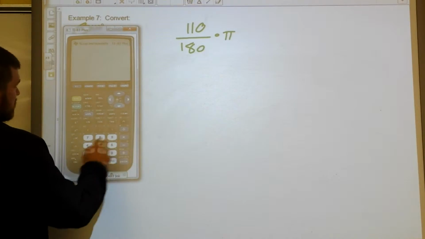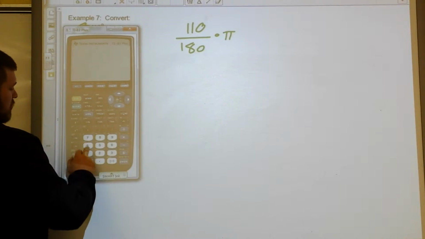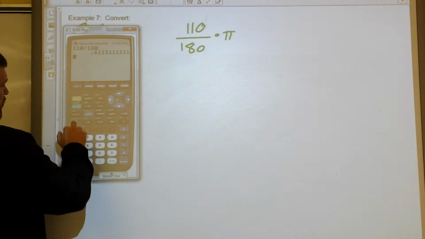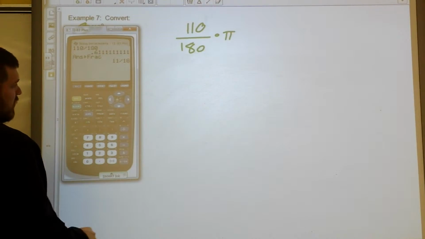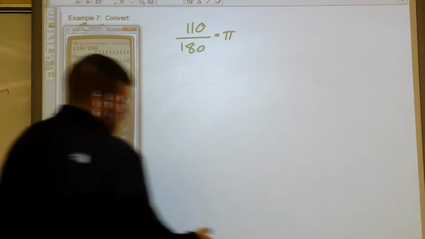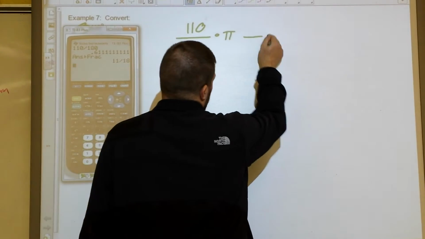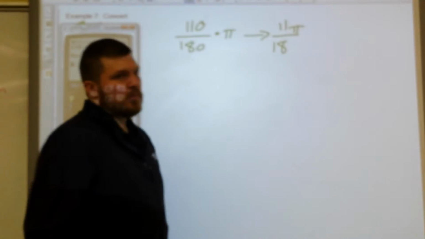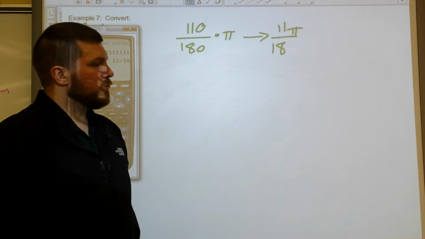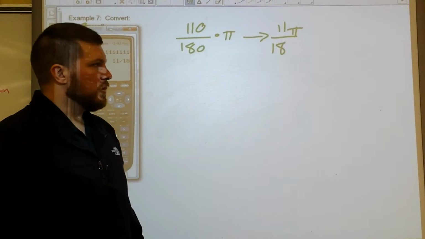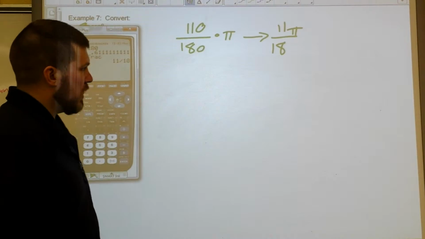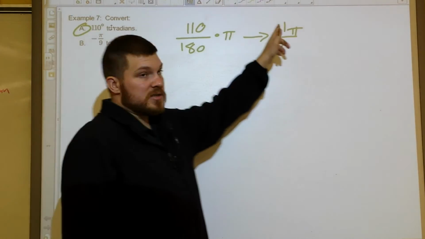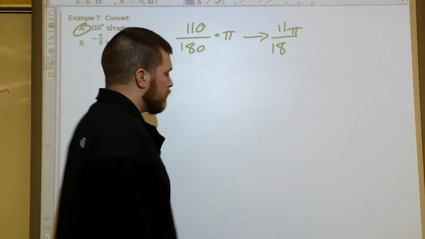Clear out anything else that's in there. So 110 divided by 180, and I want to turn that into a fraction. So I get 11 over 18 pi. And typically when we're talking about radians, the pi is going to live up top. For whatever reason they put it up top, it doesn't really matter, but just go ahead and put it up top. So that means 110 degrees is the same thing as saying 11 pi over 18 radians.